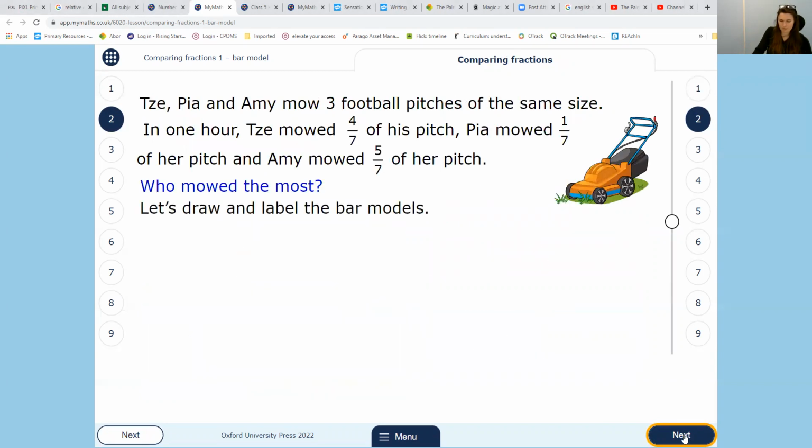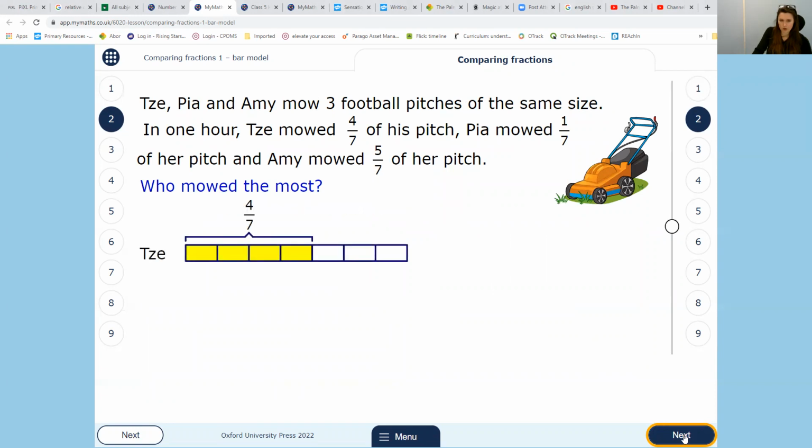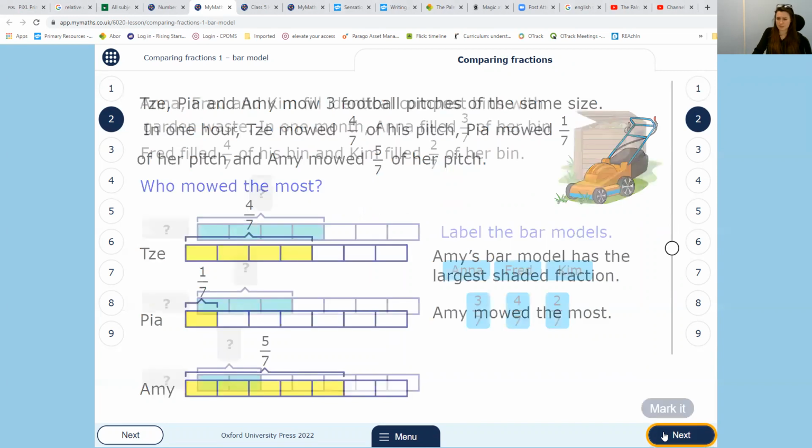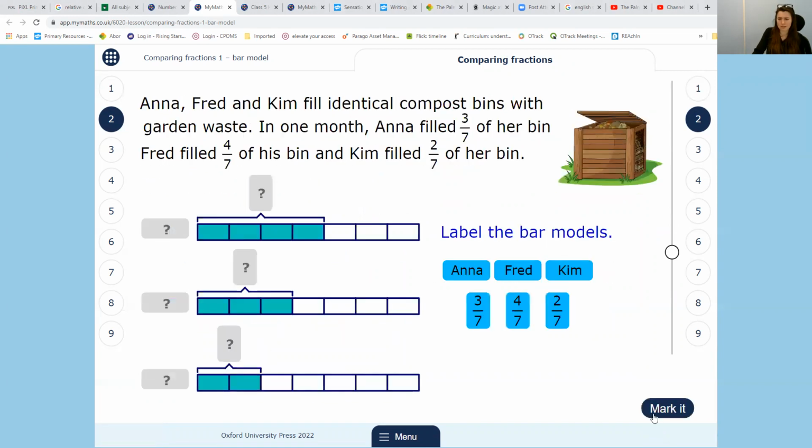Here's another example. We've got sevenths. So we've got Zara has 4/7 of the football pitch mode, Pia has 1/7 and Amy has 5/7. All we need to do is look at our numerators because all of our denominators are the same. So label the bar model.